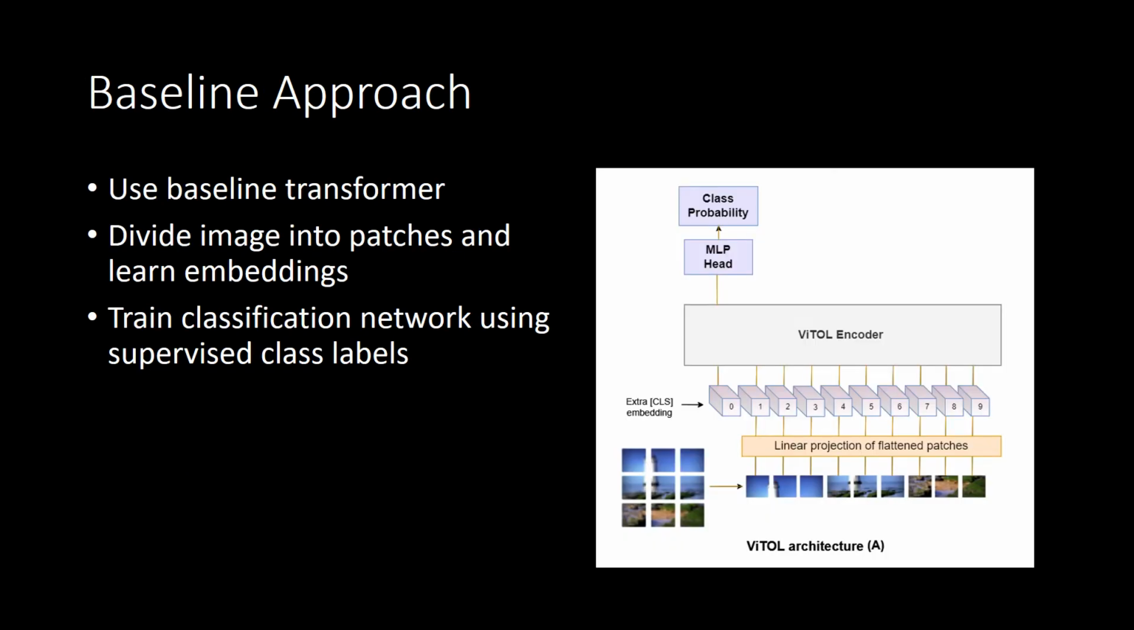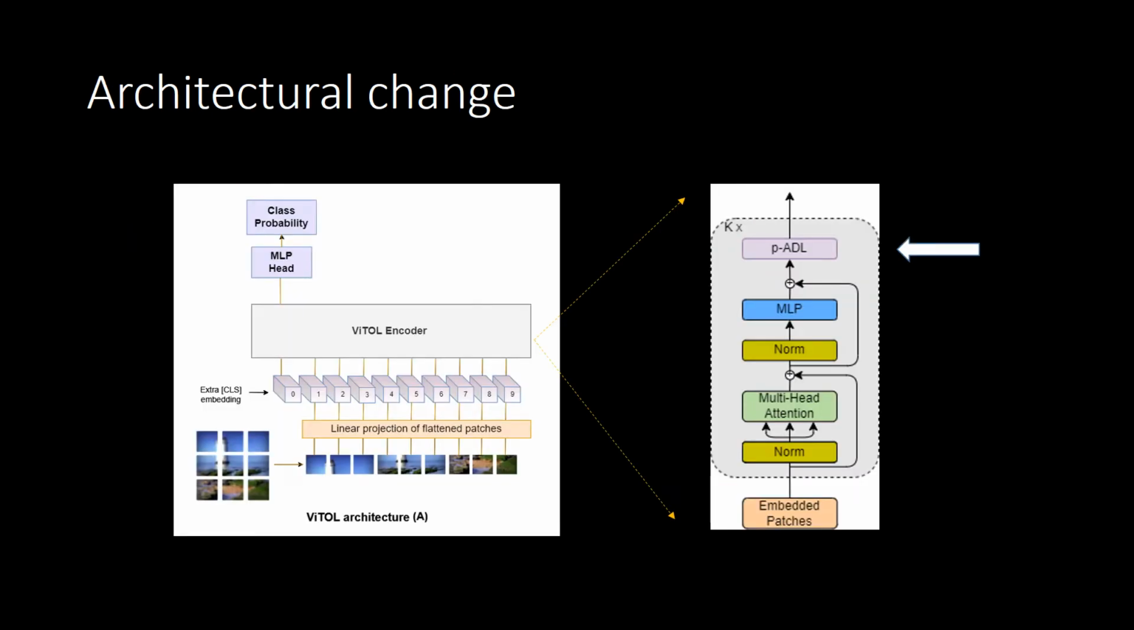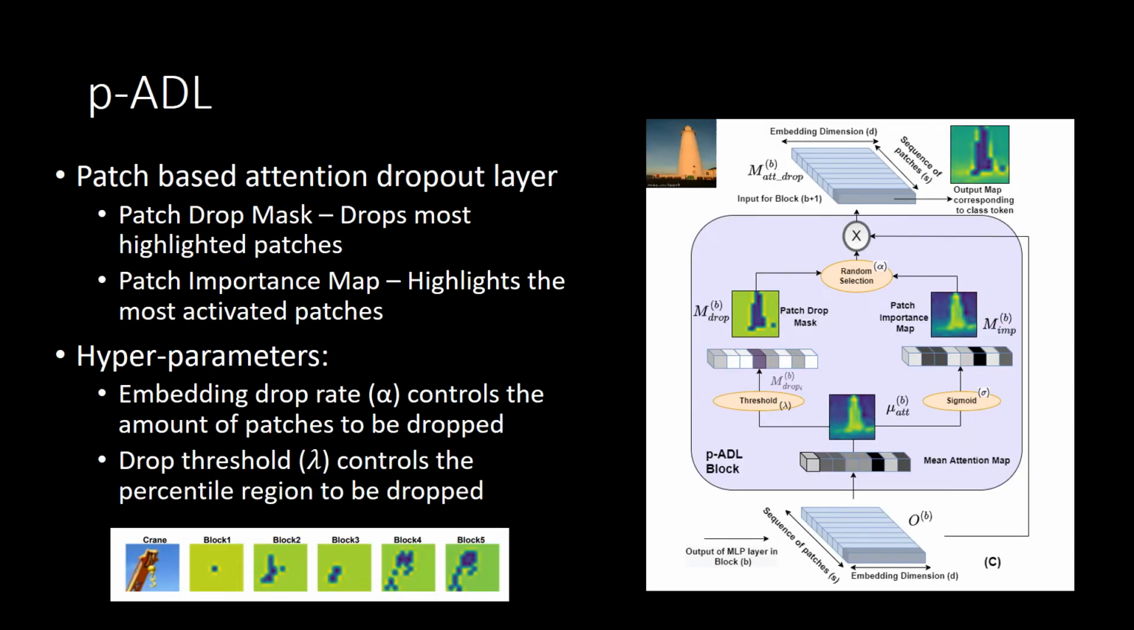We compare our method with the baseline approach where we take a standard vision transformer and perform classification. It tokenizes the image in the form of patches and learns interactions between them. In ViTOL, we make an architectural change by adding a p-ADL layer in each encoder block, as seen in the diagram. Motivated by the ADL layer in CNNs, we design a p-ADL layer which processes the output from each MLP layer. This layer comprises two main components, patch drop mask and patch importance map.